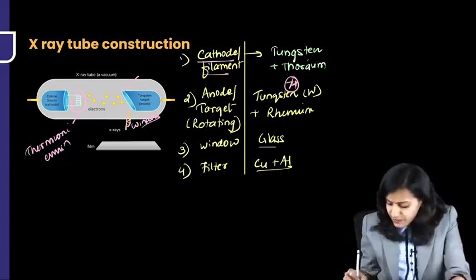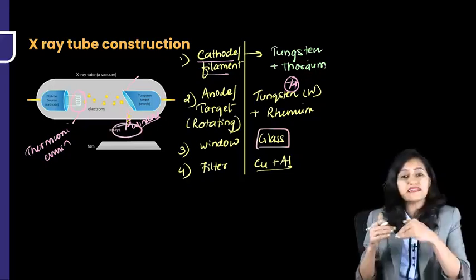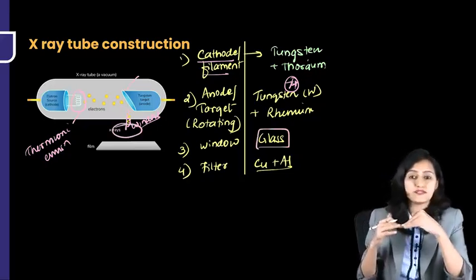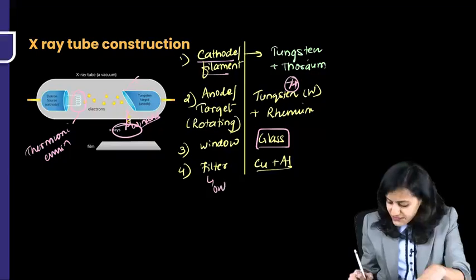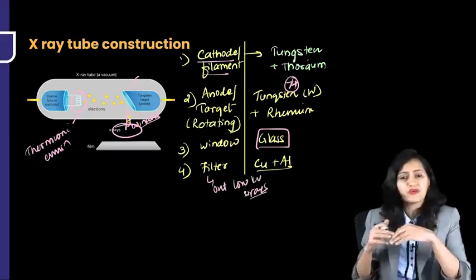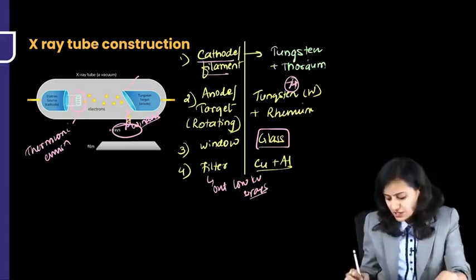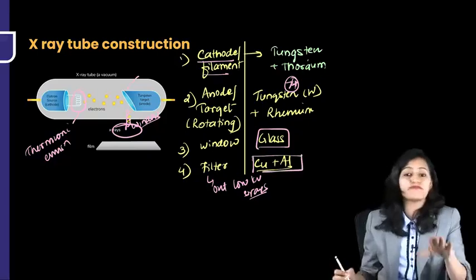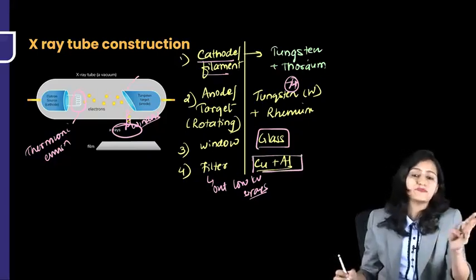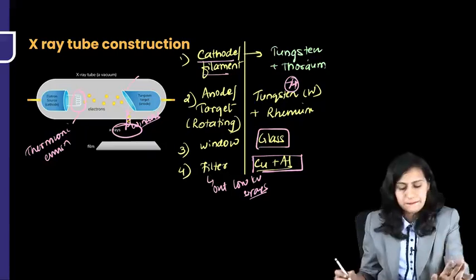The window is made up of glass and we use a filter here after the X-ray tube. Basically, what does it filter out? It filters out the low kV, the low energy X-rays which do not have good penetration. So we don't want unnecessary exposure to the patient, and this filter is made up of low density materials like aluminium and copper and not of lead, right?